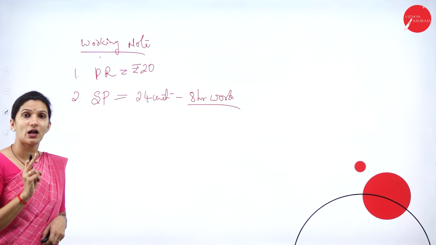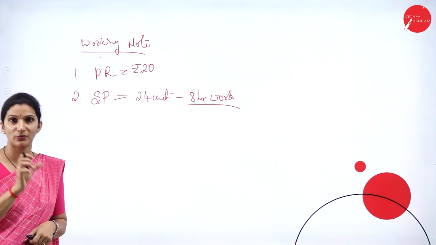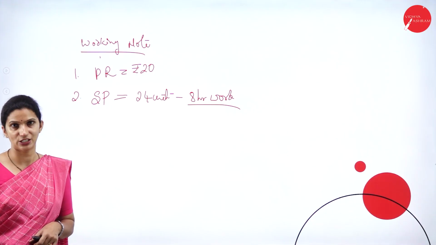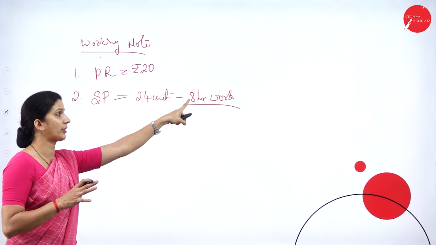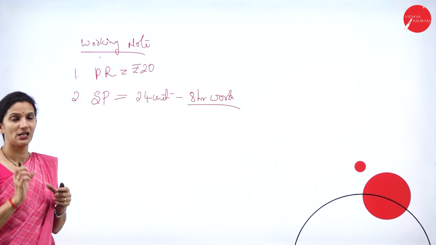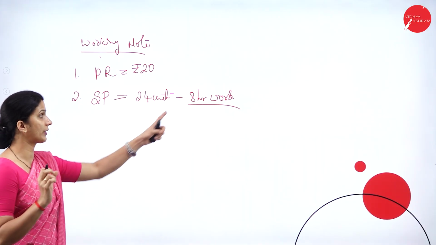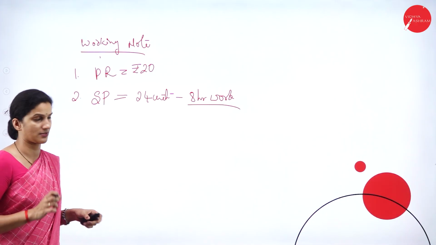Suppose the standard output is given for 1 hour and we are calculating for 8 hours. That means we need to convert 1 hour output into 8 hours. But here we don't have to convert because it is directly given for 8 hours. So the standard fixed is 24 units. Standard means each worker, for 8 hours work, has to produce 24 units. That is the limit they have fixed.